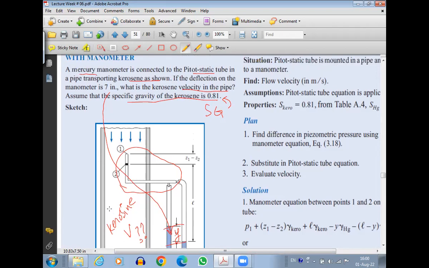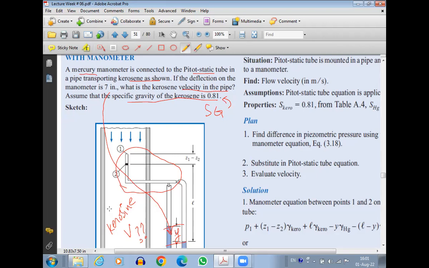Okay, before moving towards the problem solution, first of all, do you understand the problem statement? You have a pipe, kerosene is flowing through the pipe. I want to know how much is the velocity of the kerosene in the pipe. I put a Pitot static tube, connect the two ends of the Pitot static tube with the differential manometer. Now the differential manometer is showing some deflection. How much deflection is it showing? 7 inches.